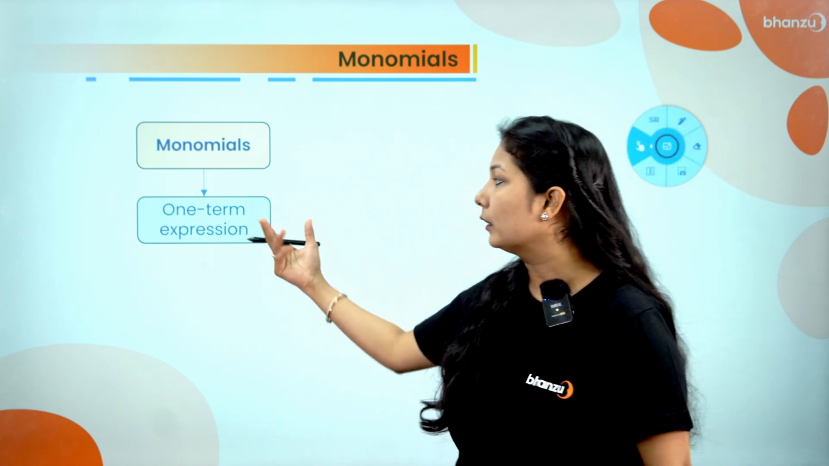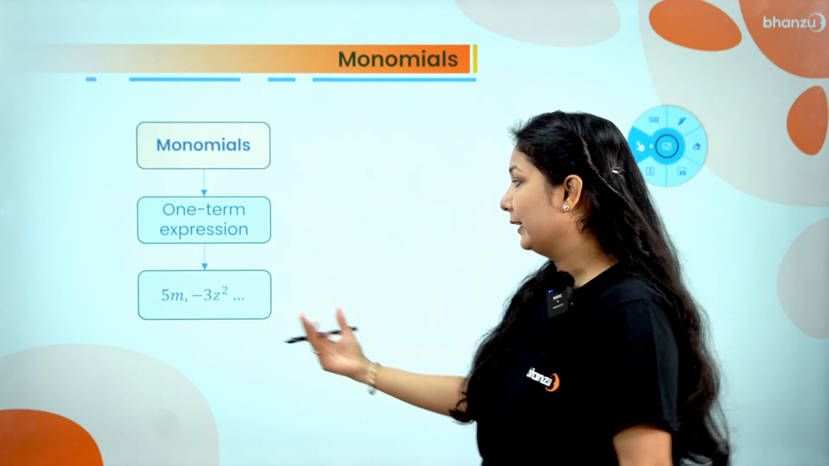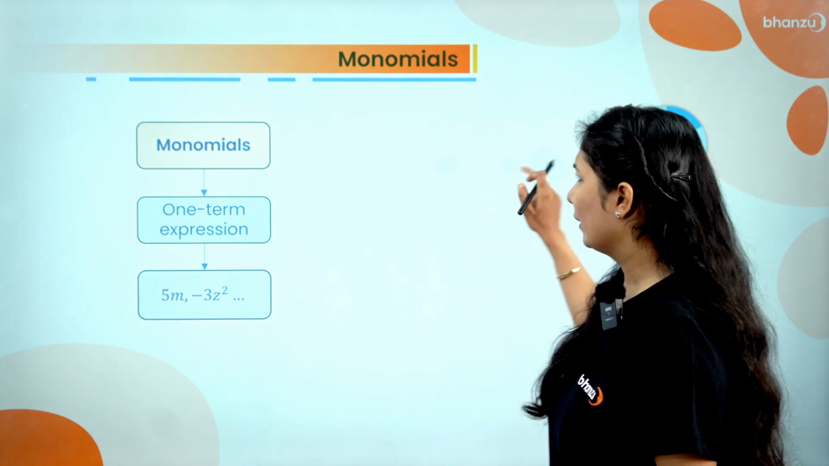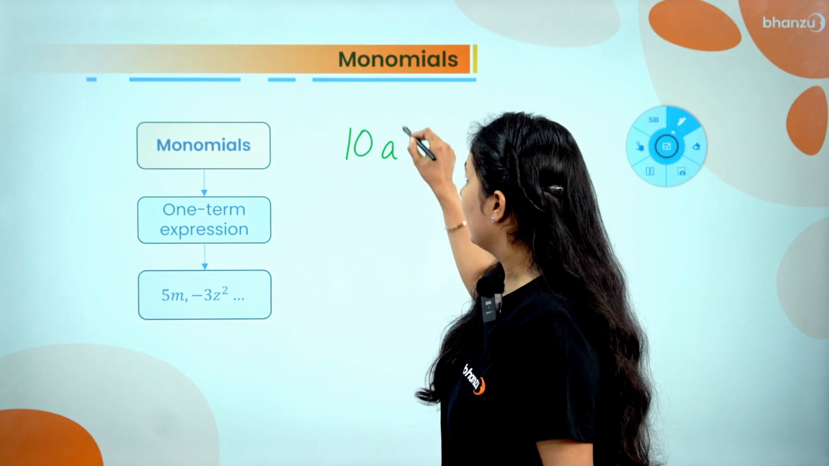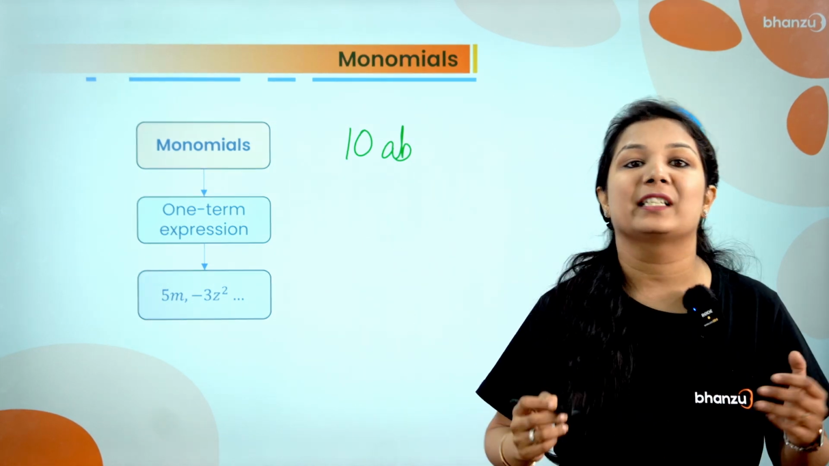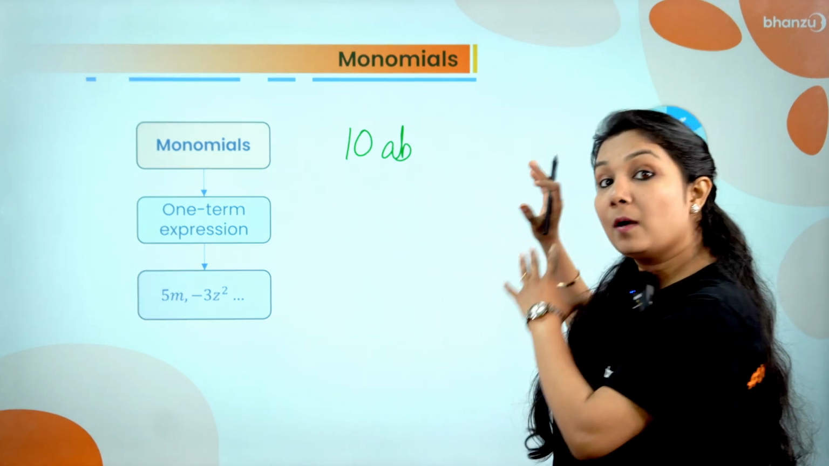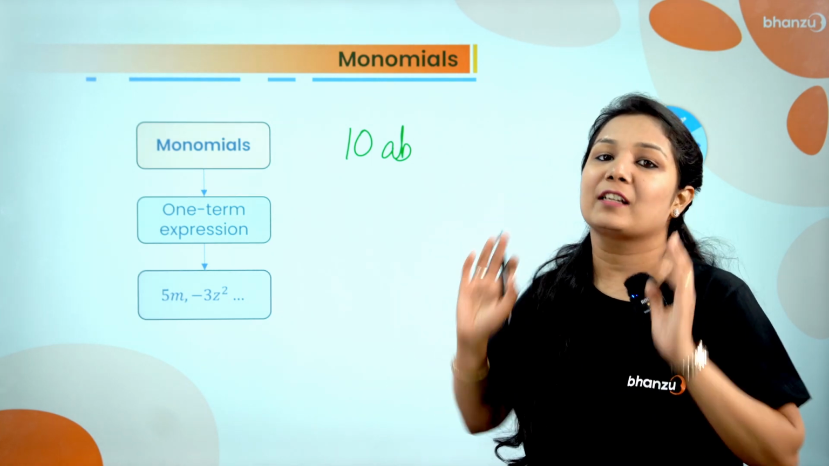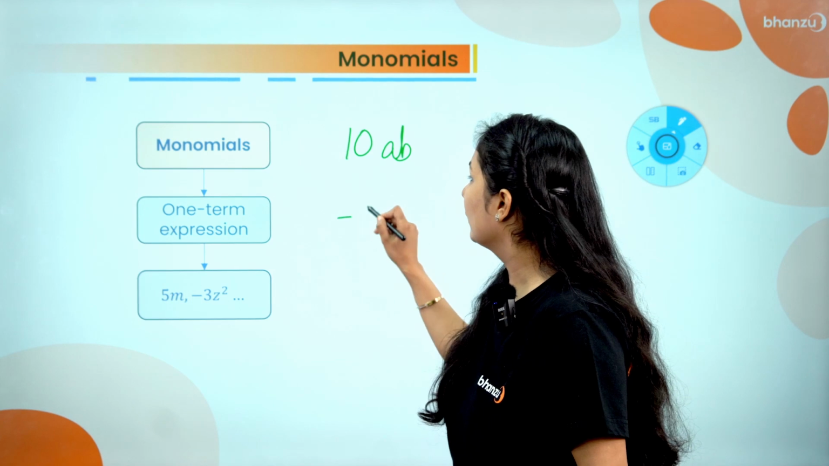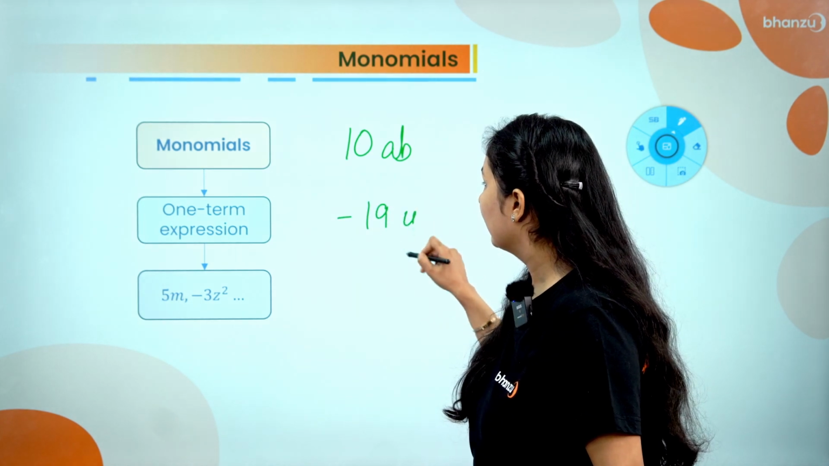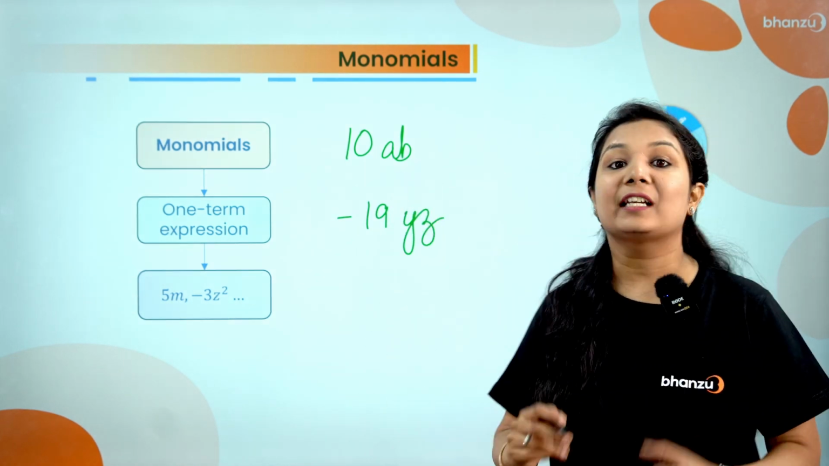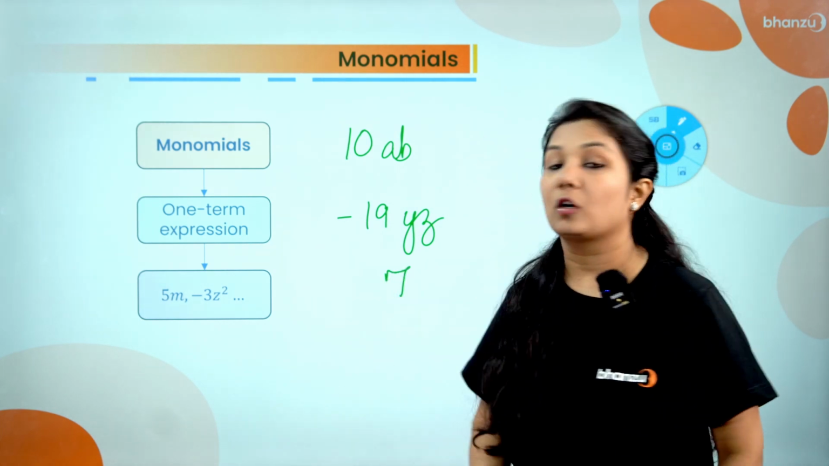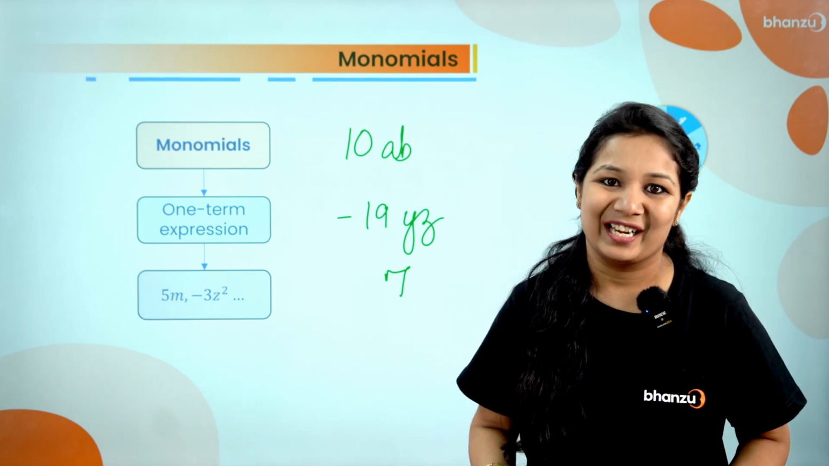These are called one-term expressions, like 5m, minus 3z square, or you can write more examples like 10ab. Now don't say, ma'am, there are two variables, so it's not a one-term expression. The term is one only, but there are two different algebraic factors involved in it. It can also be minus 19yz. These are different types of monomials, and constants are also termed as monomials, like 7.